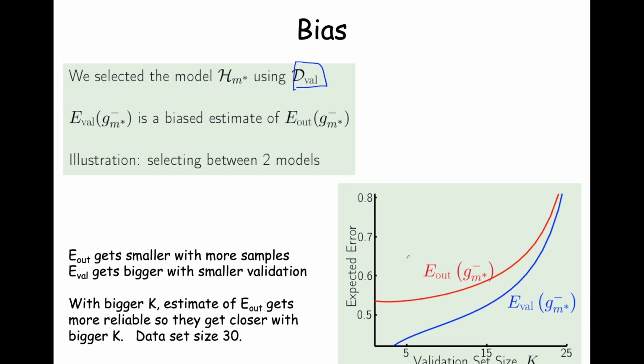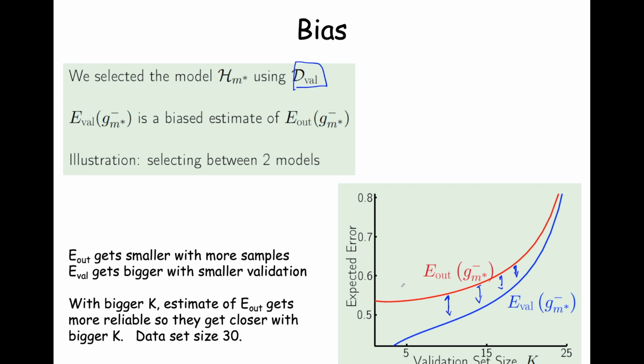So here, one of the things we see is that as the validation set size increases, the gap between E out and Eval gets smaller and smaller and smaller. Now, the reason for that is because as the validation set size increases, it becomes a better and better estimate of out-of-sample error. And so here, the bigger that K gets, E in and E out get closer because Eval becomes a more reliable estimate of out-of-sample error.